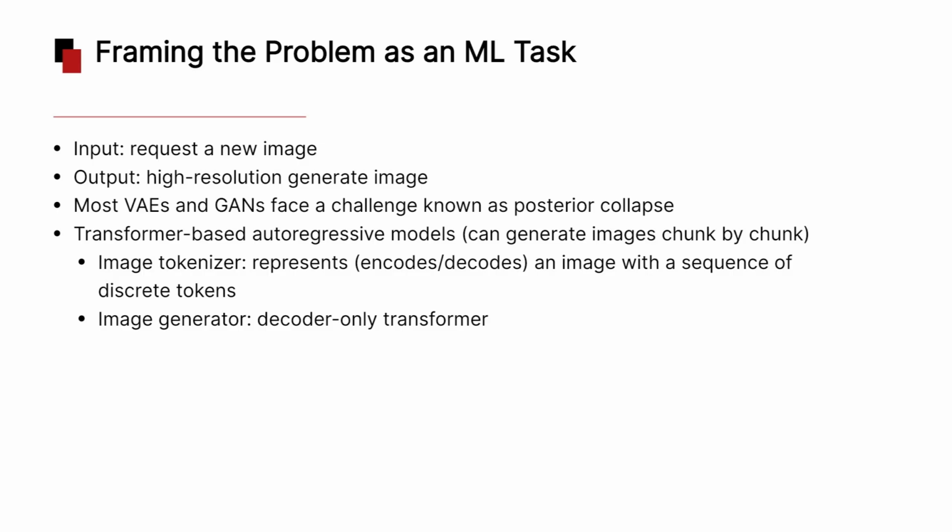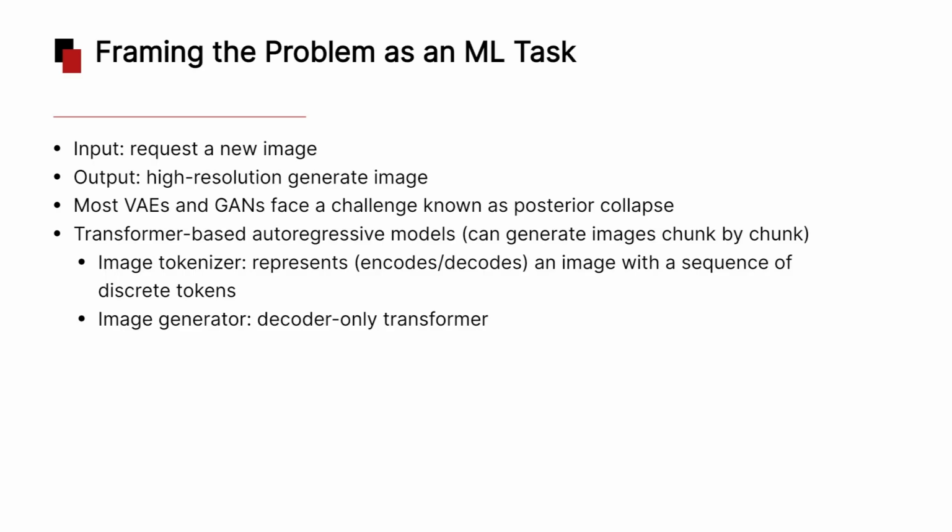To address these challenges, transformer-based autoregressive models have emerged as a powerful alternative. Instead of generating an image all at once, these models produce images sequentially, pixel by pixel or patch by patch, which allows them to capture long-range dependencies and complex structure within the image. A critical innovation here is the use of an image tokenizer, which converts the continuous pixel space of an image into a sequence of discrete tokens. This tokenization is analogous to word tokens in natural language processing.